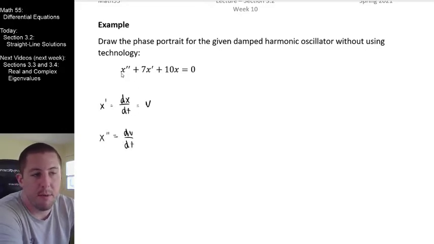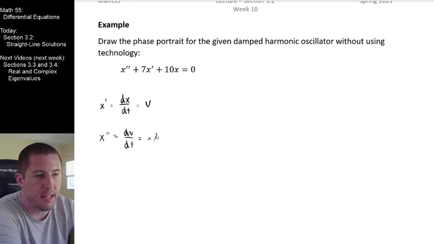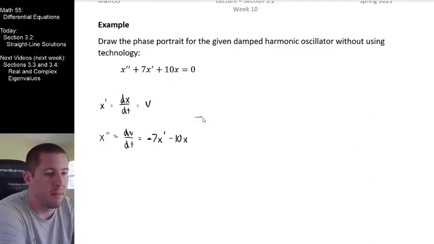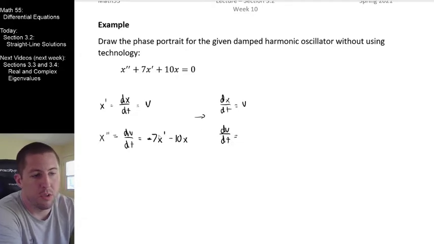And what I can see from our original equation is that I can solve for x double prime by just subtracting these two terms over to the other side. So negative, well, what just happened there? Negative 7x prime minus 10x is my way to write x double prime right there. So I'm going to write that a little bit smarter over here now. Let's go ahead and write this as dx dt equals v. And dv dt is equal to, now I know what x prime is.